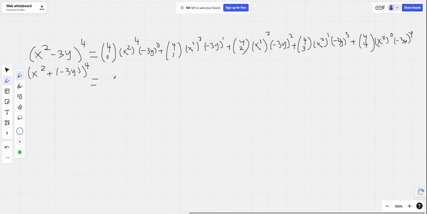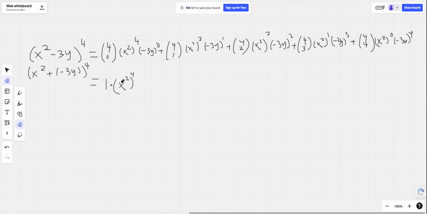So 4 choose 0. Anything choose 0 is 1, because that represents picking nothing out of a set, and there's only one way to do that, which is to do nothing. So 1 times x squared to the 4th.